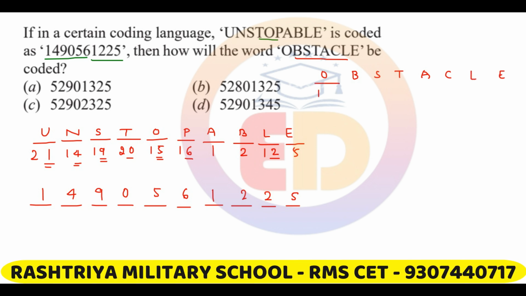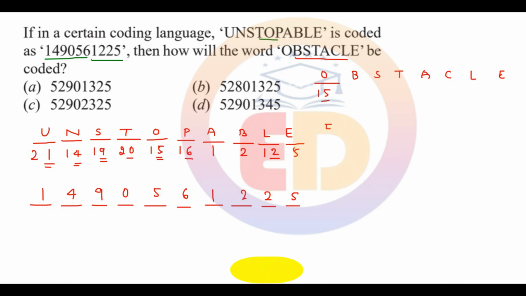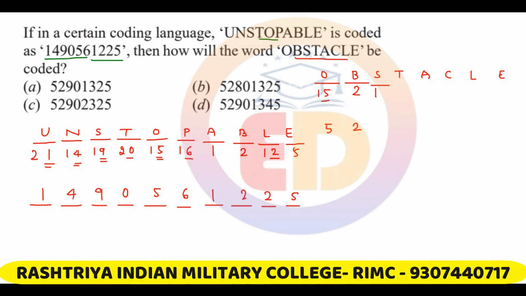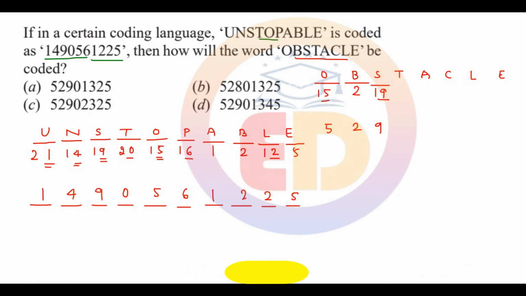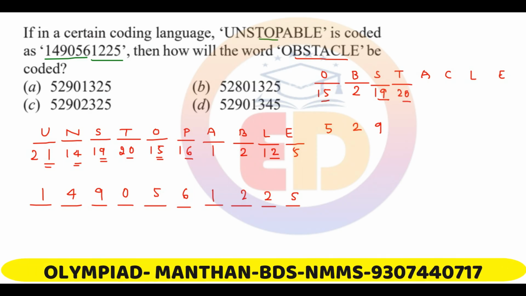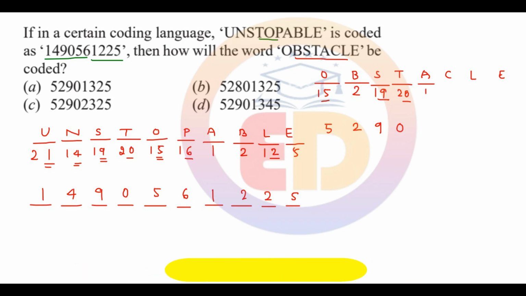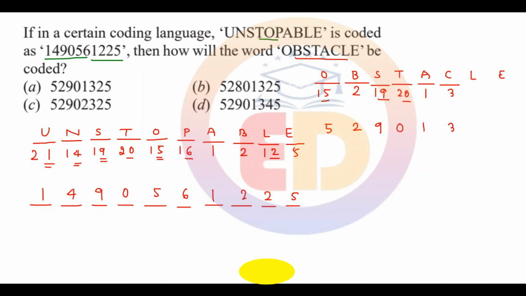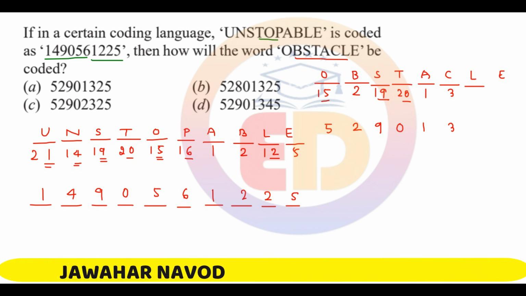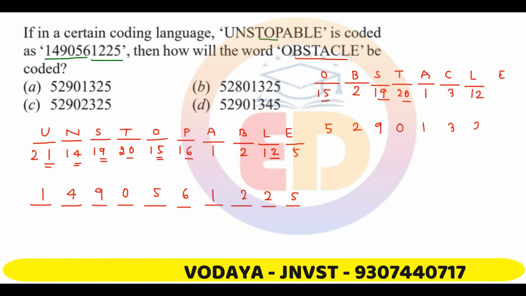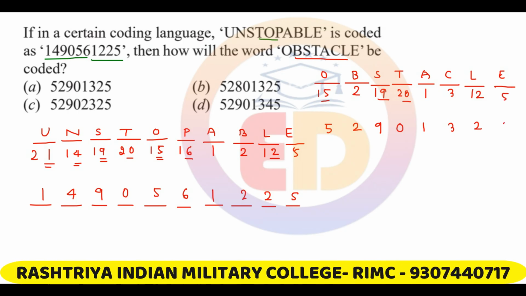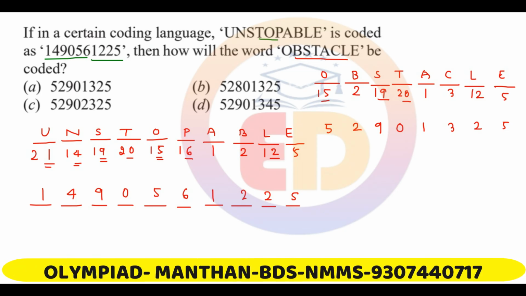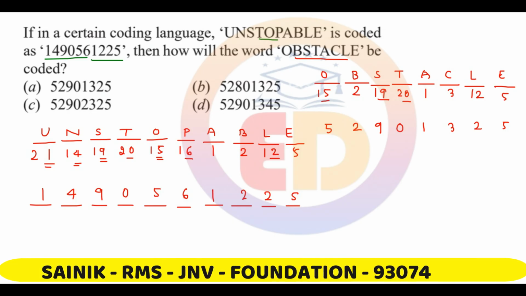O is 15, we'll take the ones place 5 as the code. B is 2, single digit number, so we'll take 2 as the code. S is 19, we'll take ones place 9 as the code. T is 20, we'll take ones place 0 as the code. A is 1, we'll take 1 as the code. C is 3, we'll take 3 as the code. L is 12, we'll take 2 as the code. E is 5, we'll take 5 as the code. Our answer is 529013225. Answer is option number A.